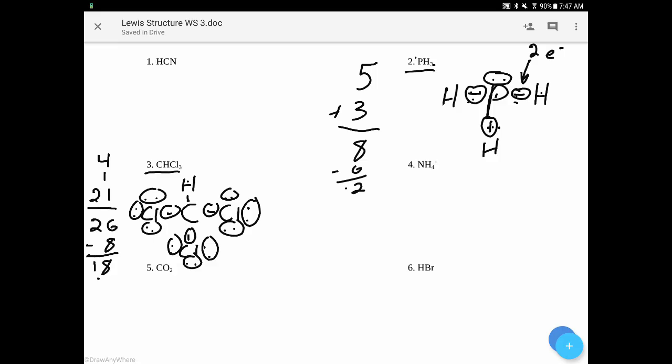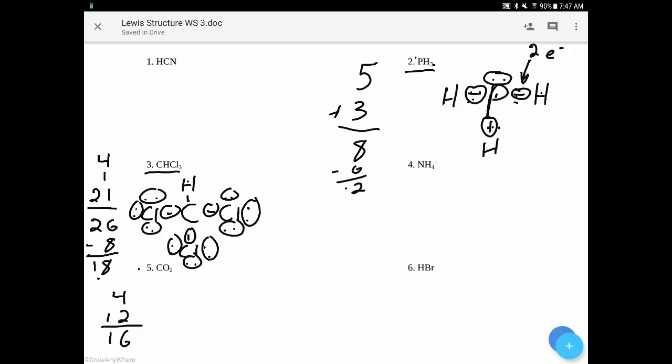Okay. Now, next we're going to do one with some double bonds. So we're going to do this one here, number 5. So first thing, carbon has 4 valence electrons. Oxygen has 6 valence electrons, but there are 2 of them. So we have 12 valence electrons. So we add those together, we get 16.